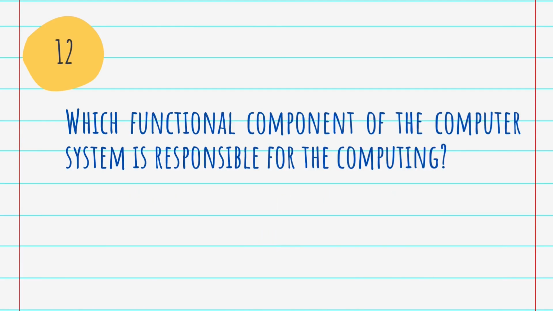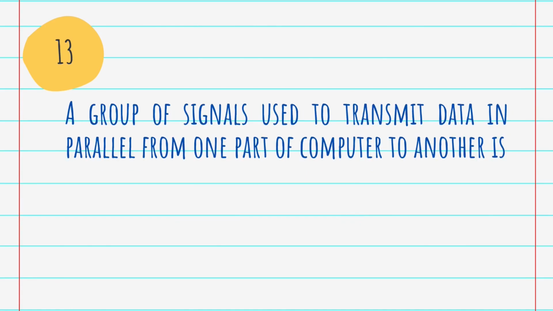Okay. Question number 12. Which functional component of the computer system is responsible for the computing? And the answer is again central processing unit. Central processing unit is the component of the computer system which is responsible for the computing. It carries out the instructions of a computer program by performing the basic arithmetic, logical, control and input-output operations specified by the instructions.